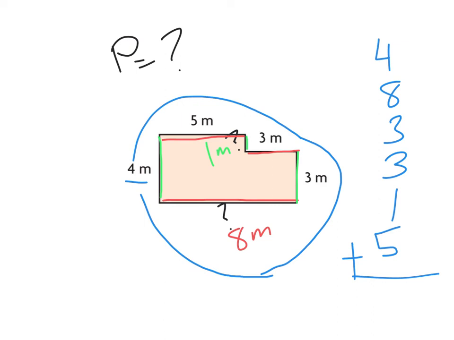But for this one, if I start with 4, I'm just going to break it up here. 4 and 8 gives me 12. I'm going to do 3, 3, and 1. That gives me 7. And then I've got another 5 down at the bottom. So if I split that apart, 7 and 5 gives me 12, plus another 12. That gives me 24. I think I have a perimeter here of 24 meters.